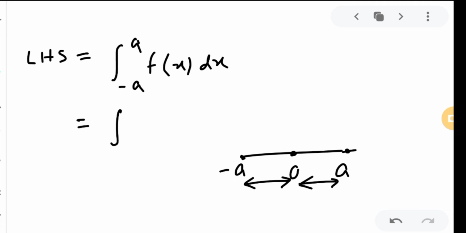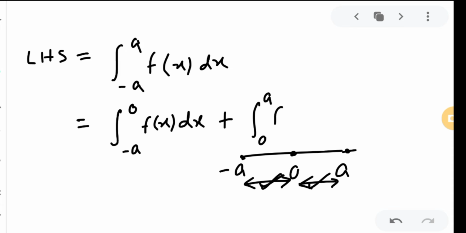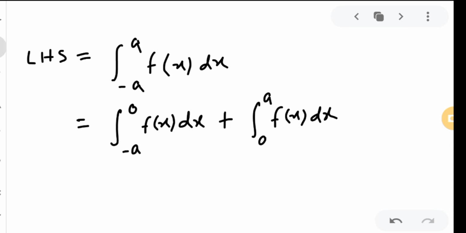So minus a to a I am breaking as minus a to 0, first limit of f(x) dx, and plus this limit 0 to a. Correct? Plus, then minus a to 0 I took, now I will take 0 to a. So 0 to a f(x) dx. So just I divided that limit, correct, in two parts, minus a to 0 and 0 to a. You understood this? I don't think any issue in this.